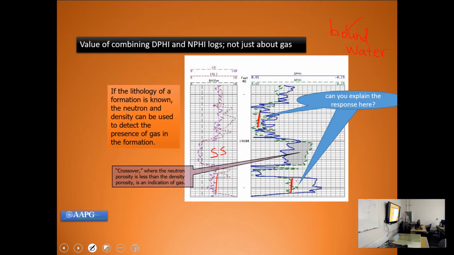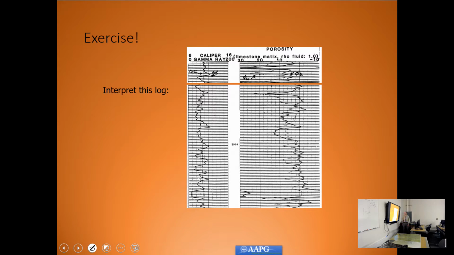But this effect here can give you another way to think about shales, how to identify shales. Okay, so here's an exercise. Here's another log, taken from another class that I used, that might look familiar to some. So can we interpret this log? So what do we got?